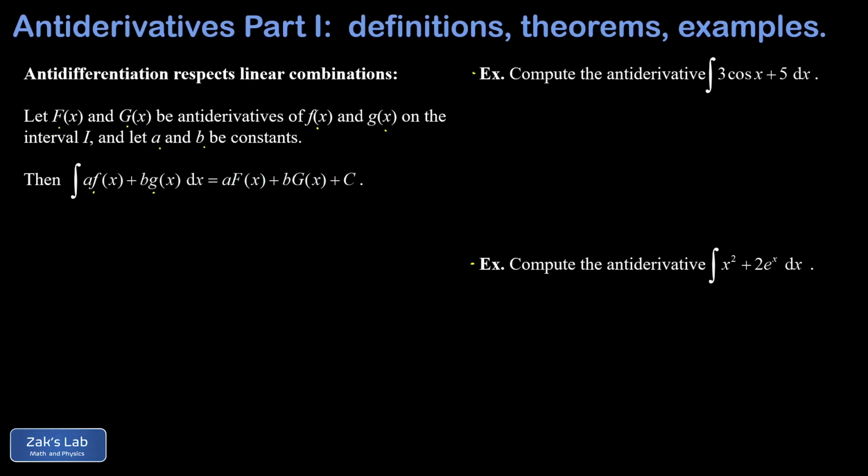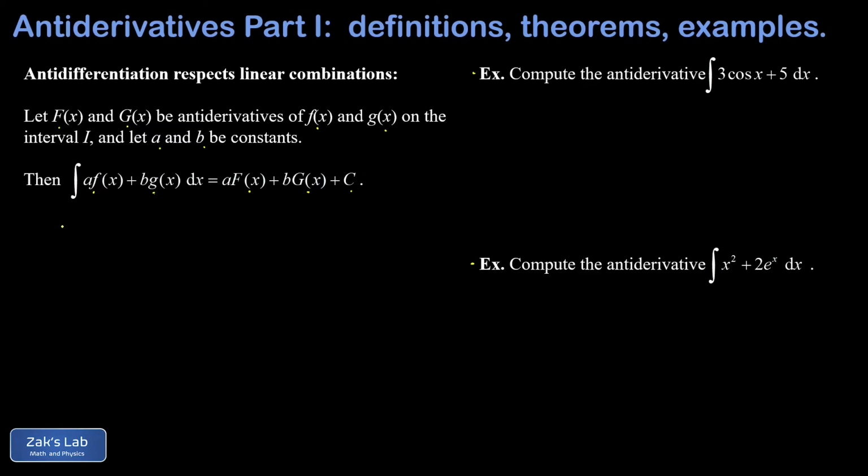So a linear combination is just a sum of constant multiples of functions. And the way it's stated here is that the general antiderivative of a linear combination of these two functions is equal to the linear combination of the antiderivatives of those functions plus an arbitrary constant. And the reason this is true is simply because the derivative itself respects linear combinations.